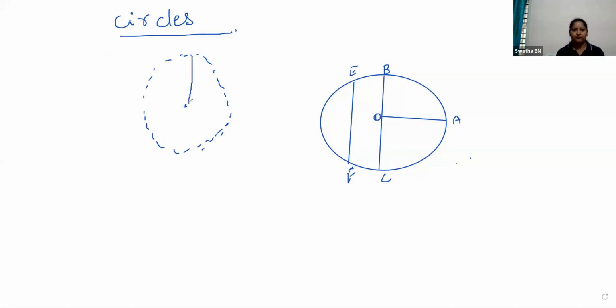See, if you measure any point from the fixed point, for example, if it is 5 centimeter, take any point, it measures the same. So all the points are at equidistance from the center. That is what forms a circle. And let us see the parts of the circle. What is OA here?